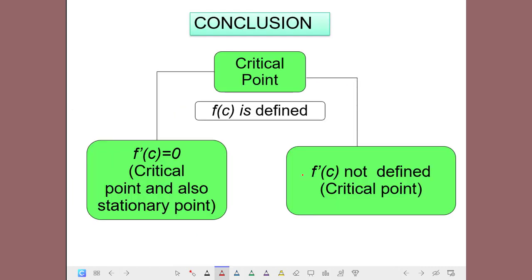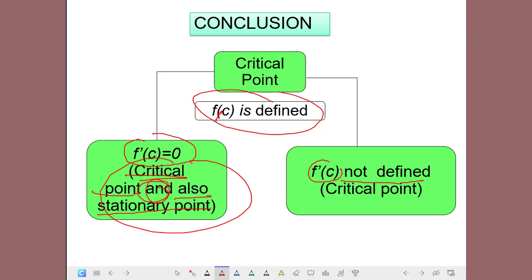And the conclusion for this part: for a critical point, confirm f of c is defined, at this point the function is defined, and find the first derivative, f prime of c is equal to 0. This is a critical point and also a stationary point. When f prime of c is not defined, this is called a critical point. So this one is critical and stationary, but this one is only a critical point.